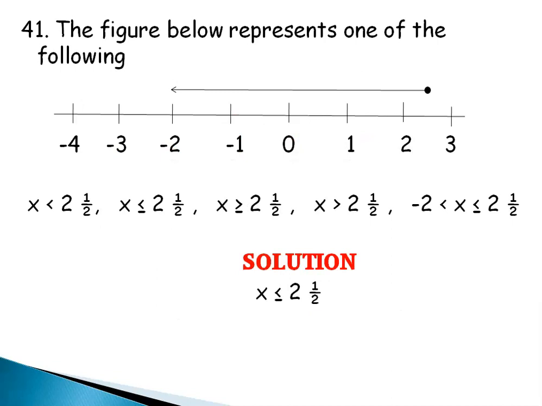So we're going to continue from question 41. The figure below represents one of the following. You have to look at this number line and tell us what it represents. That this arrow is moving towards the left shows you that it's less than, and because this is painted, it's less than or equal to, and then this circle is in between 2 and 3, that is 2.5. So this figure represents x less than or equal to 2.5. That is what this figure represents.